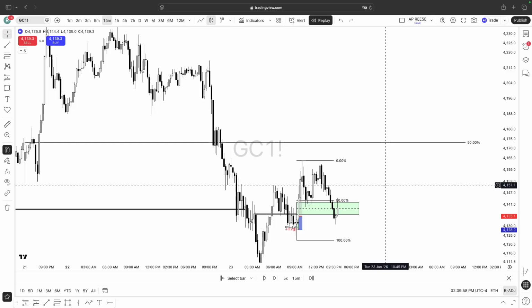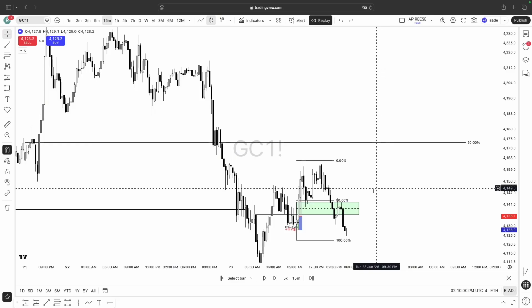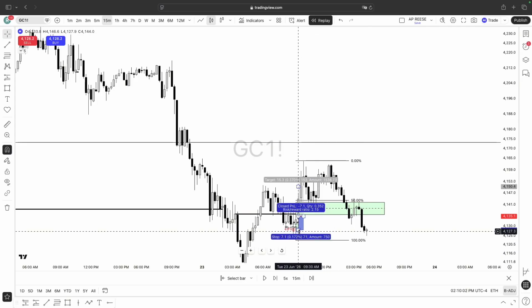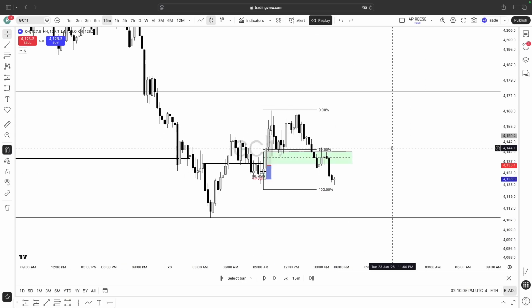So let's see what happens if we keep playing this out. And if you would have tried to hold it any longer, you would have been stopped out because your stop loss is here. So you want to make sure you're being careful of that. You see what I'm saying?